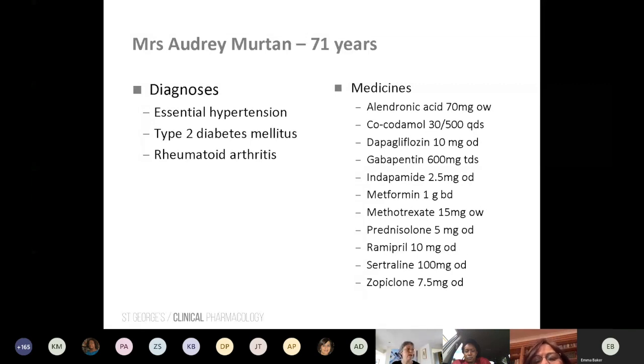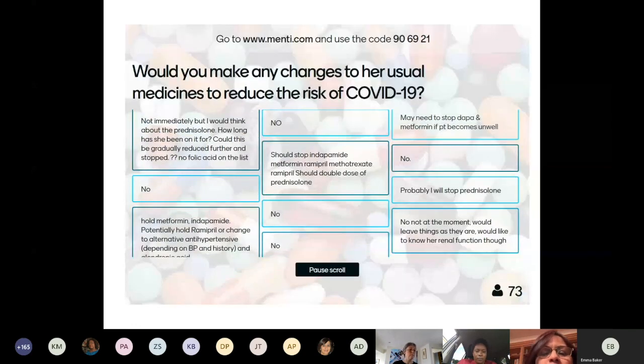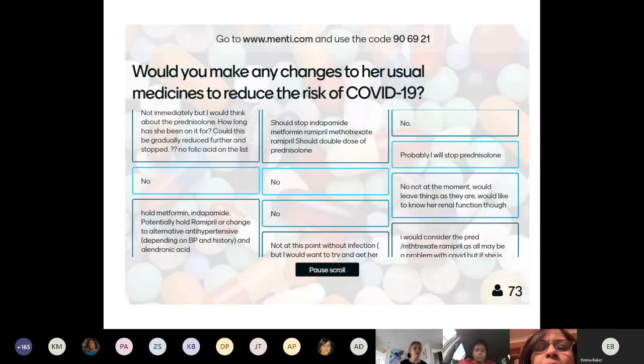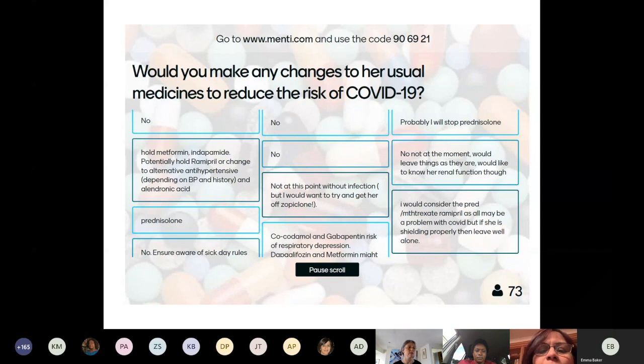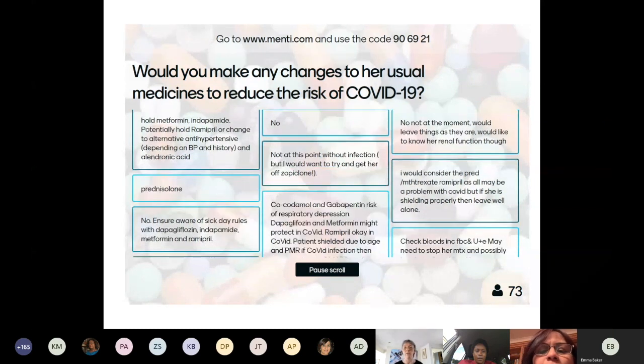You can see that she has underlying hypertension, type 2 diabetes mellitus, and rheumatoid arthritis, and she's on medicines for these conditions, as well as some for chronic pain, depression, insomnia. I've put them alphabetically as they usually come out. So the first question I asked you was, when she rings up and she's well, would you make any changes to her usual medicines to reduce the risk of COVID-19?